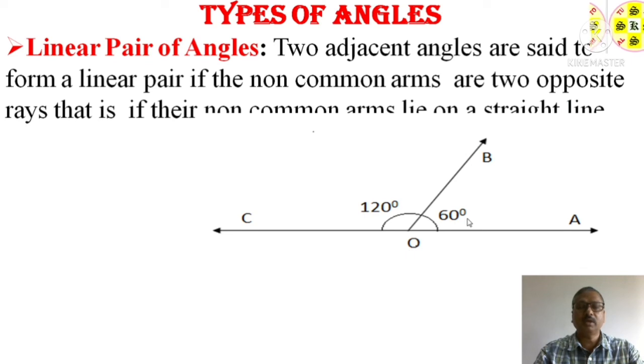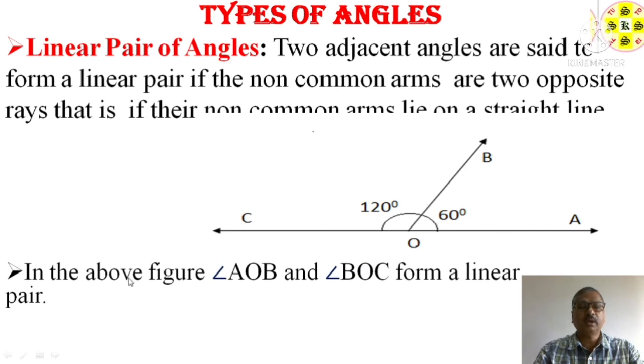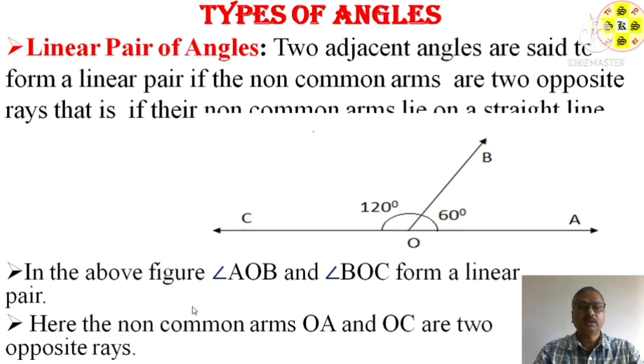Linear pair means the angles must be supplementary as well as adjacent. If these conditions are satisfied, then we can say they form a linear pair. So in the above figure, angle AOB and angle BOC form a linear pair. The reason is the non-common arms OA and OC are two opposite rays. The condition is satisfied, therefore this is a linear pair.